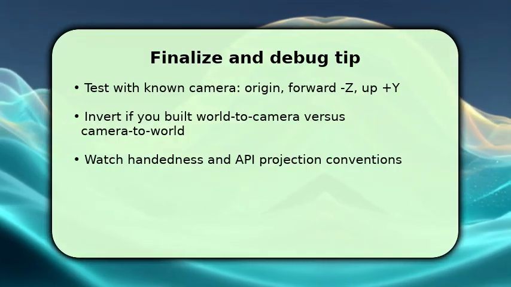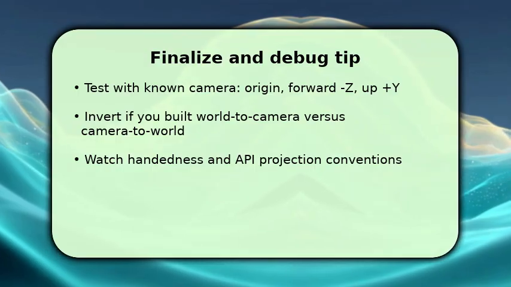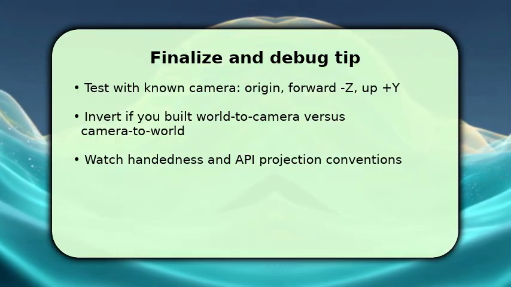If things go wrong, flip the forward sign and reevaluate the cross products. That single sign error is the most common culprit.